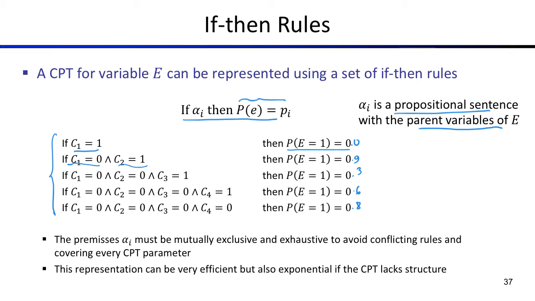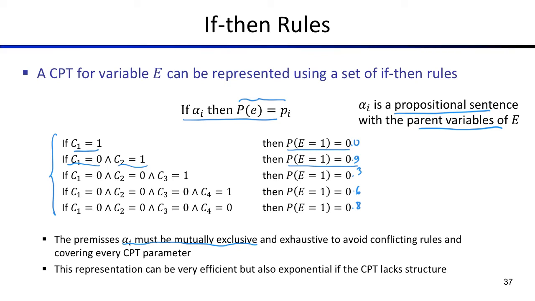So if C1 is false and C2 is true, I can conclude that the probability of E equal 1 is going to be 0.9. And I keep doing that. So what we can see here is that we are taking a little bit of care. We are making these alpha i sentences mutually exclusive. So what we are doing is that we are not allowing two rules to fire at the same time.